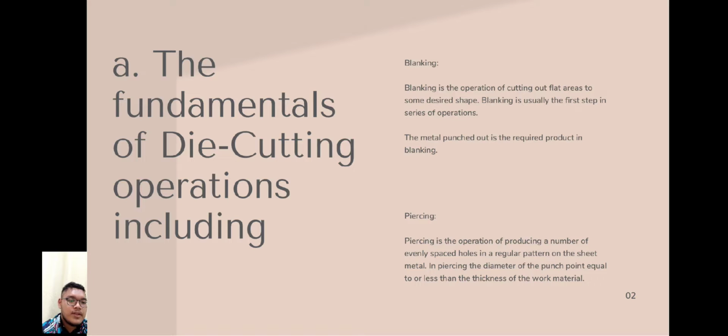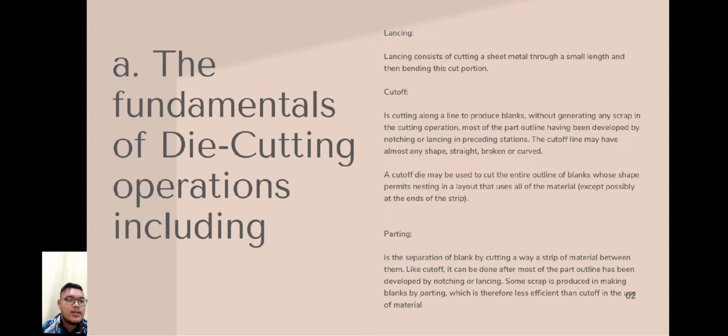Next, piercing. Piercing is the operation of producing a number of evenly spaced holes in a regular pattern on the sheet metal. In piercing, the diameter of the punch point is equal to or less than the thickness of the work material. And then lancing. Lancing consists of cutting sheet metal through a small length and then bending this cut portion.